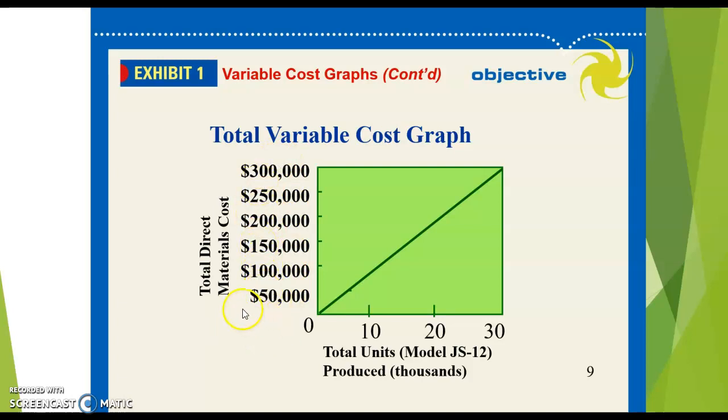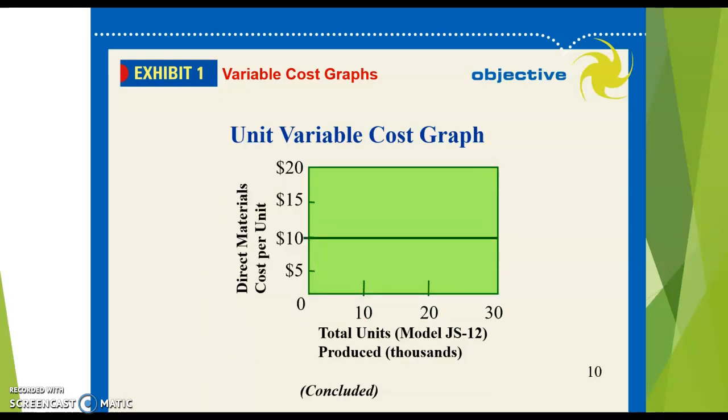Okay, so as we build more stereos, the x-axis is the number of units, and the y-axis is dollars. In this case, it's the direct materials cost, the total direct materials cost. Okay, so as the number of units goes up, the total cost for our direct materials also goes up. And we can plot that on a graph and draw a line. A variable cost graph usually is going to look like this. It's going to have a diagonal line going from the bottom left up to the top right.